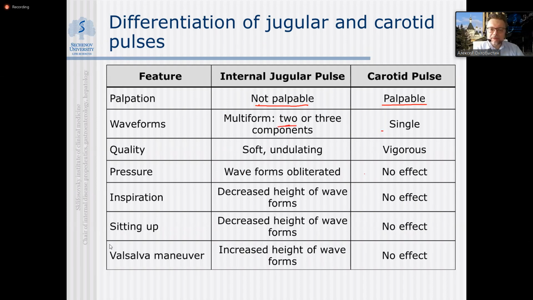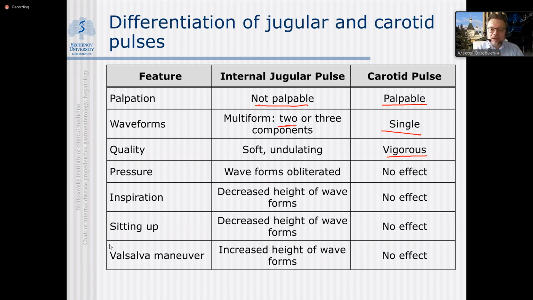Only a single wave at the carotid artery. Quality: soft, undulating. So if you press with your finger, you may nicely compress it. And an extremely intensive pulsation that is almost impossible to compress, that will be the carotid artery.